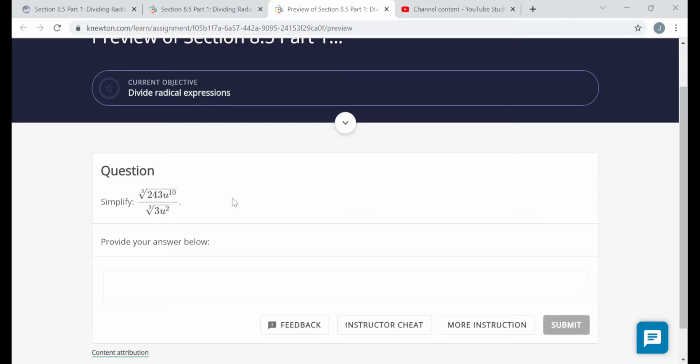Alright, so in this first question, as with all the questions, we're going to be dividing radical expressions. So here I'm dividing two radical expressions with a single term. We have the cube root of 243u to the 10th divided by the cube root of 3u squared. Alright, and as I said, we're going to be making use of that quotient property, which I'll really quickly recap here in a minute.